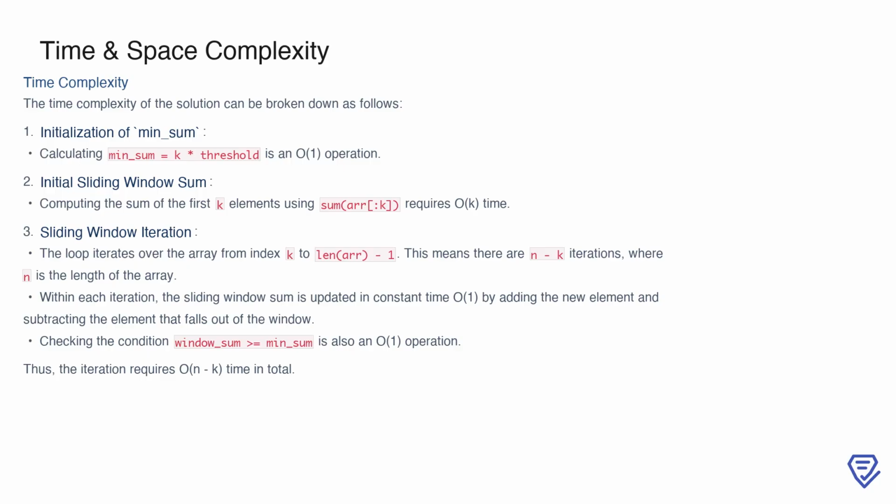For every index from k to n-1, the loop iterates n-k times, where n is the length of the array. Within each iteration, the sliding window sum is updated in constant time by adding the incoming element and subtracting the outgoing one, which is an O(1) operation. Additionally, checking the condition window_sum >= min_sum is also done in constant time. Combining all these steps, the iteration phase requires O(n-k) time in total.